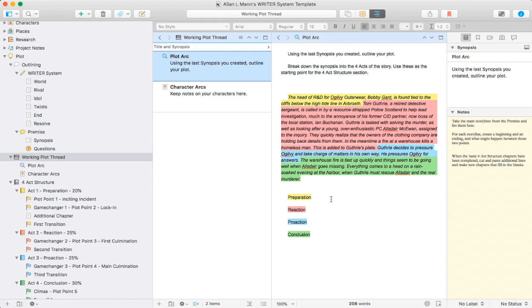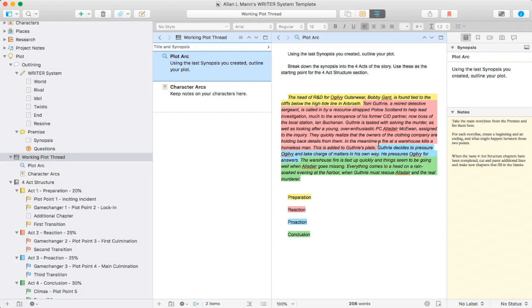The reaction then for your idol comes in that Act 2 part. So all of these magenta colored sentences here reflect the reaction. What Tom Guthrie in this case, our good guy, our idol in our story, needs to do in that second act is all highlighted here.